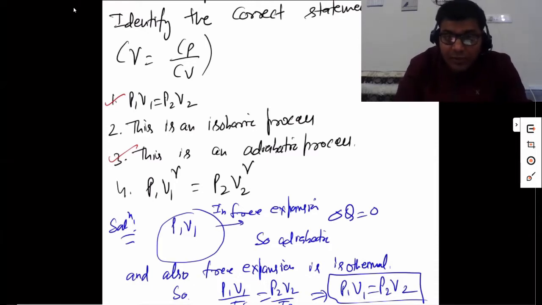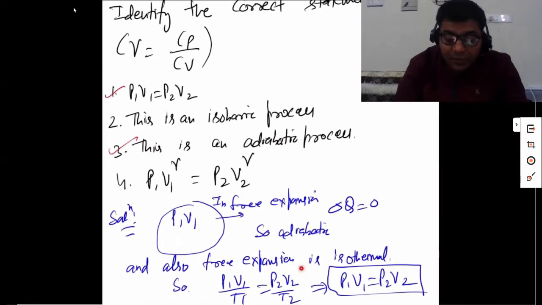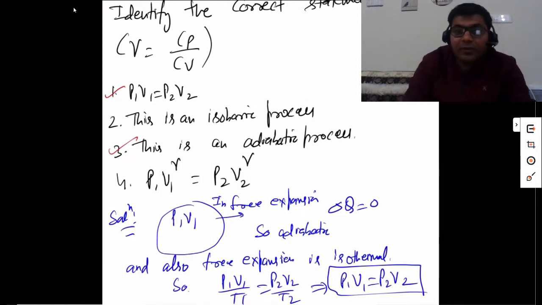So if it's an isothermal process, if you apply the ideal gas equation, P1 V1 upon T1 is equal to P2 V2 upon T2, and since it is isothermal, T1 is equal to T2, so they cancel out and we are left with P1 V1 is equal to P2 V2.